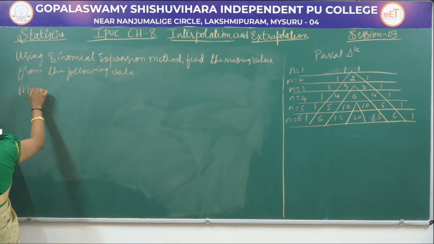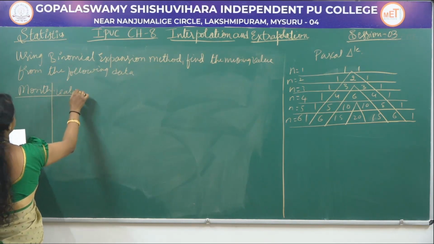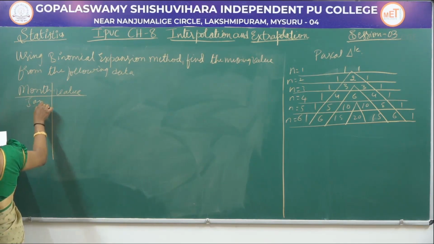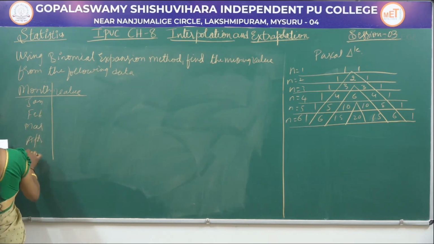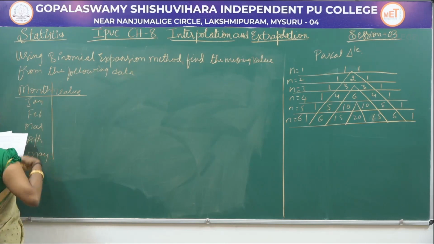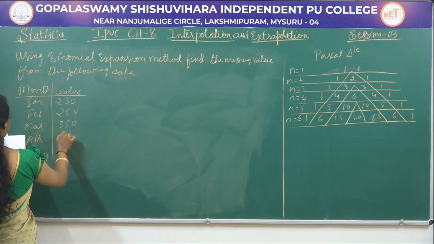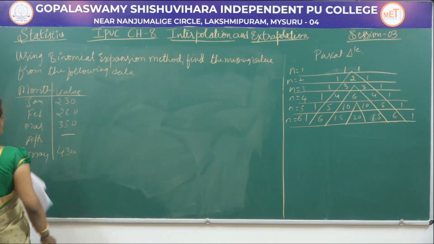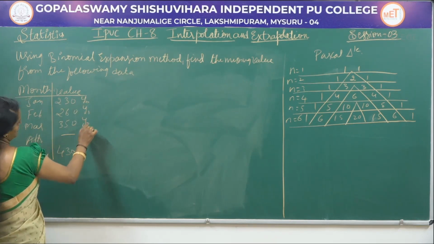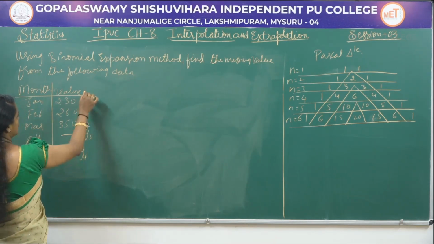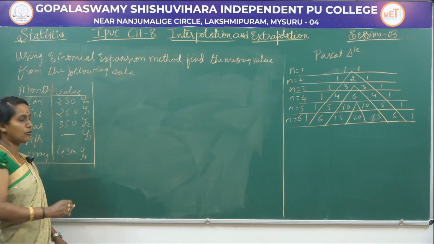So month, value: it is Jan, Feb, March, April, May. It is 230, 260, 350, 430. So let me denote these values as y0, y1, y2, y3 and y4. So here till y4 we are having, that is n is equal to 4.